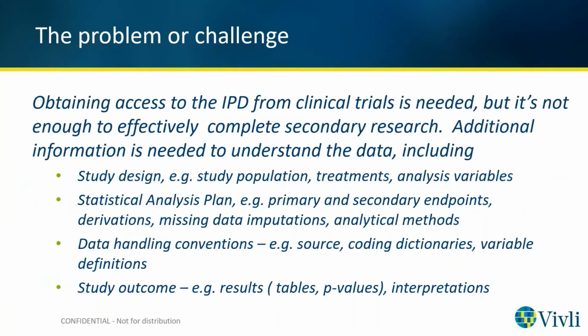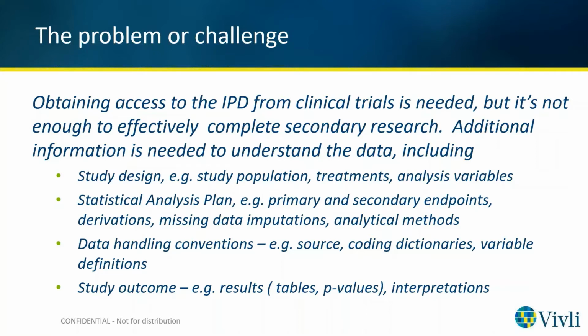So obtaining access to IPD is the first step. It's the first critical step, but it's not sufficient to effectively perform secondary research. Additional information is really needed to contextualize your study, and there's also technical information that will make it much easier for you to understand and use data in subsequent analyses.